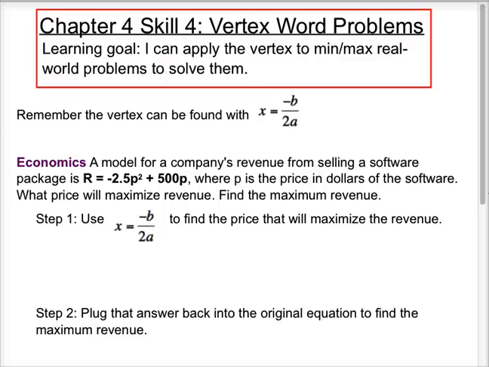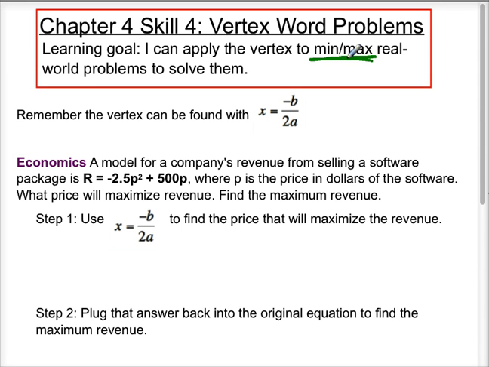Welcome back. In this video, we are going to be talking about vertex word problems. When I use the phrase vertex word problems, what I'm talking about are real life situations where we're talking about the max or min. Whenever you hear something about maximum height, minimum revenue, anything like that, that is a vertex problem. That is going to be the point that is either the highest or lowest point for the parabola.